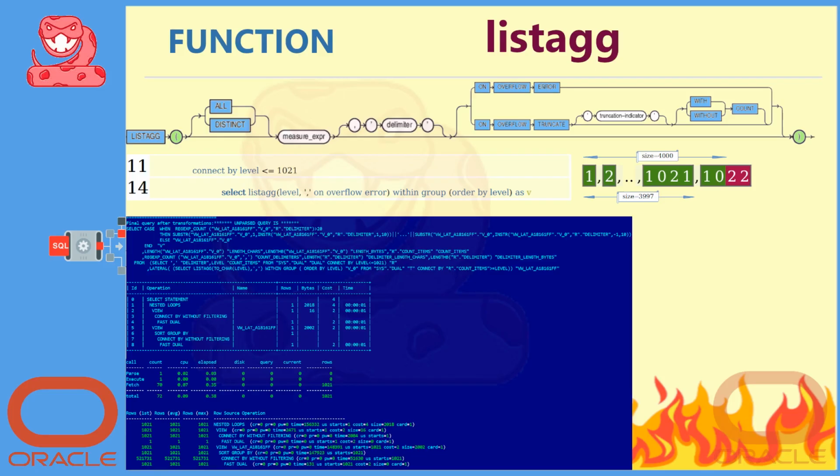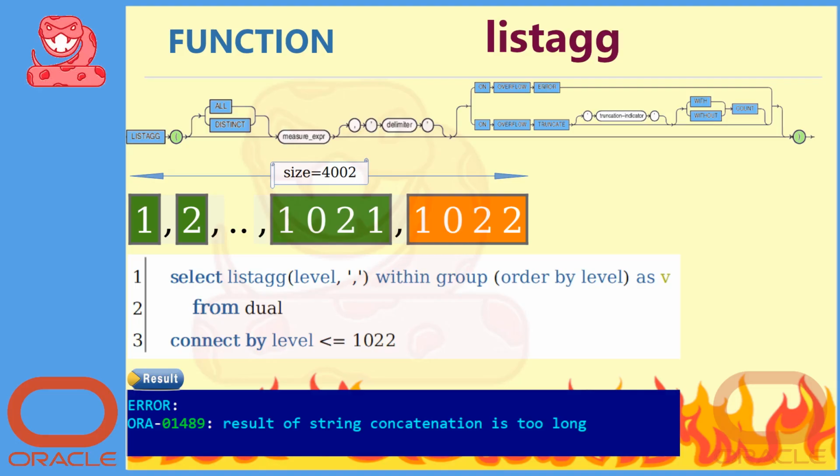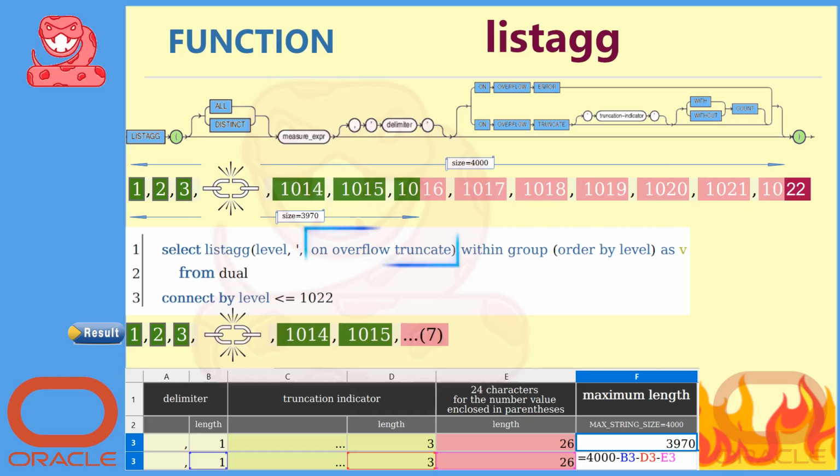By default, LISTAGG operates in the on overflow error mode. This construction can be specified explicitly, but before executing the query, Oracle will remove it as redundant. When concatenating the next number, we get an error. Using the on overflow truncate construction, you can avoid the error. By default, the truncation indicator is an ellipsis. After the truncation indicator, the database appends the number of truncated values enclosed in parentheses.